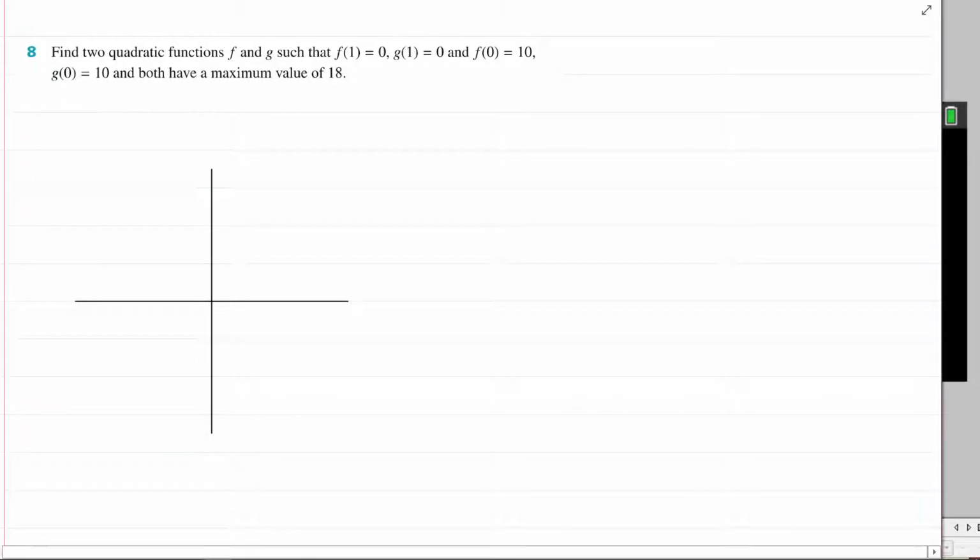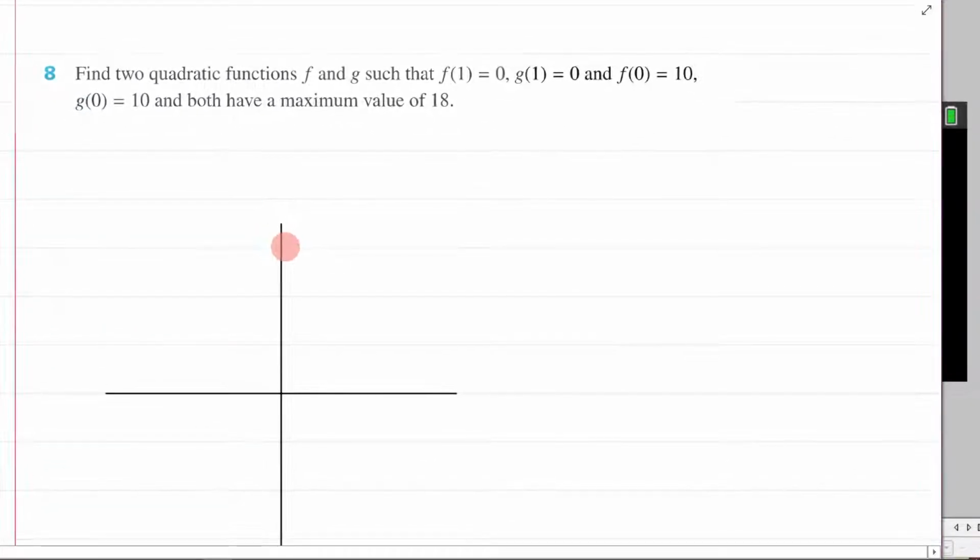Welcome. We're going to work through this question here, question 8. I know that is causing some people a bit of grief, so hopefully by the end of this, you just feel a little bit better with it. Okay, let's give it a read.